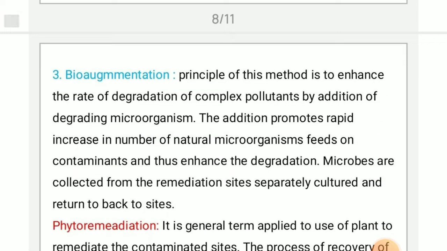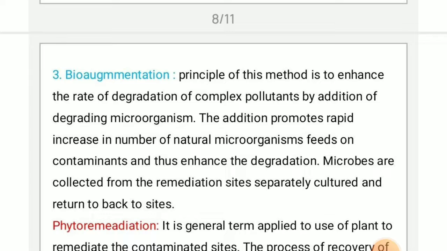Third one is bioaugmentation. The principle of this method is to enhance the rate of degradation of complex pollutants by the addition of degrading microorganisms. These microorganisms may be bacteria, a particular type of algae, or a particular type of fungi also. Especially these bacteria enhance the rate of degradation of the complex compound or the complex pollutant.